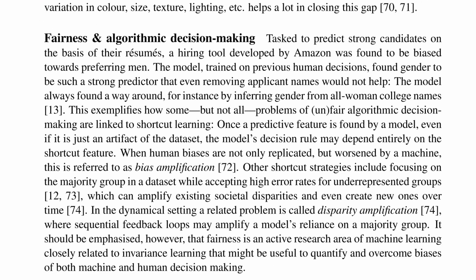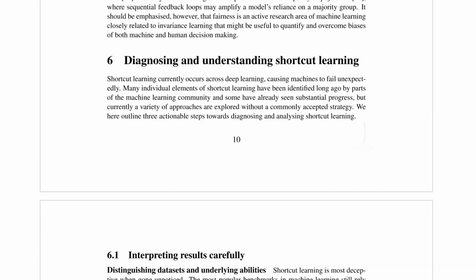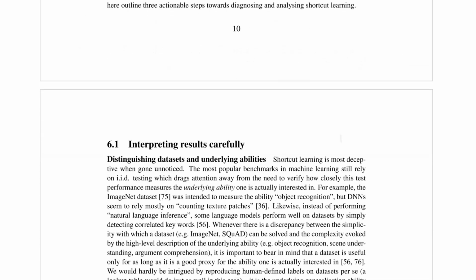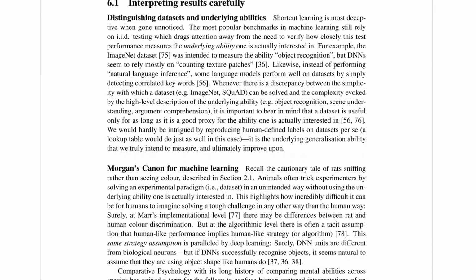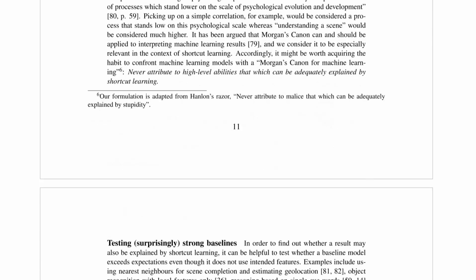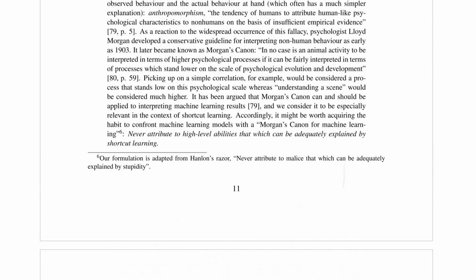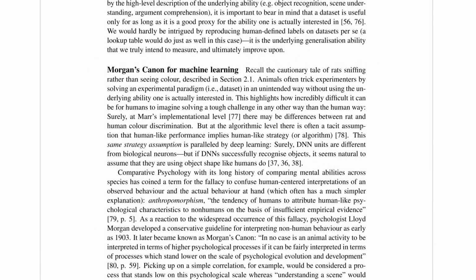And then, of course, fairness and algorithmic decision-making. They say understanding these shortcuts, and they touch on a lot of the things that I've touched on. What I find good, for example, is this Morgan's canon for machine learning, where you say probably a machine learning system will learn the easiest feature it can, and that's oftentimes not what you want. So this even now amplifies things.